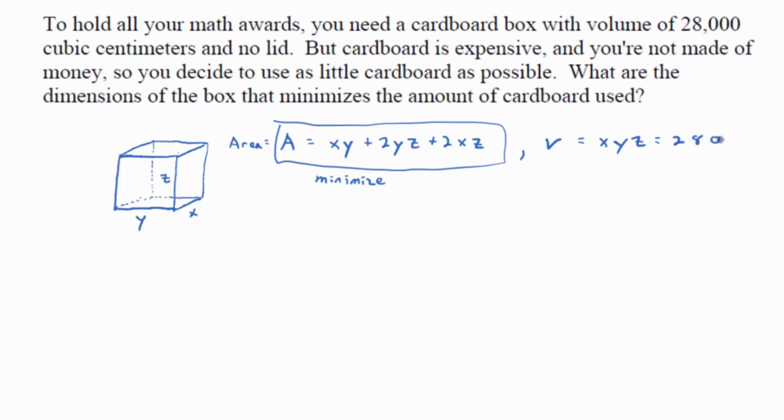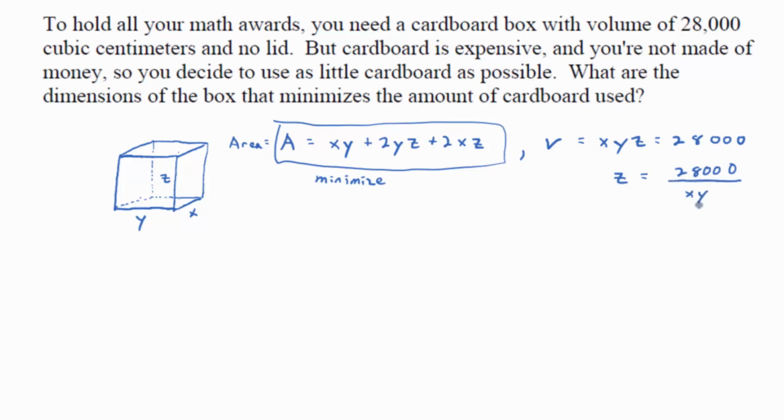I know, I'm having that kind of day too, so I understand. I'm going to solve that for z in terms of x and y, just because I like having things in terms of x and y. So I'm going to say that z is equal to 28,000 divided by x times y.